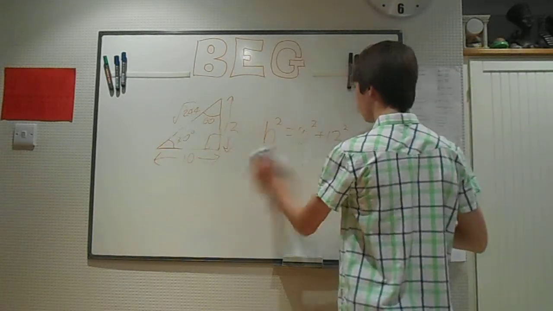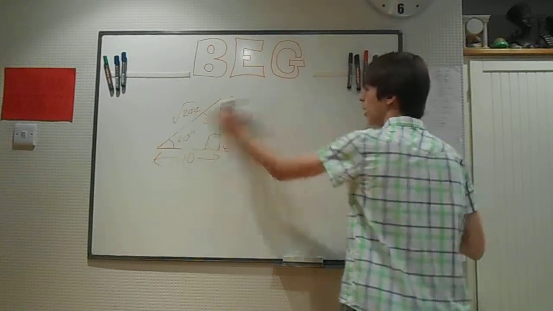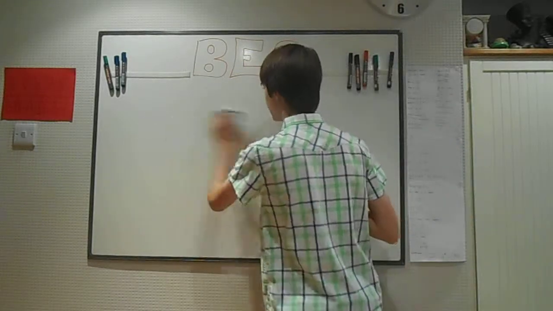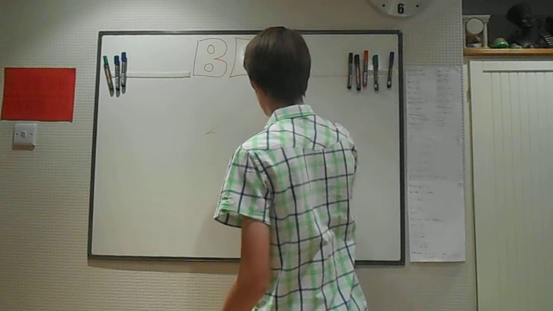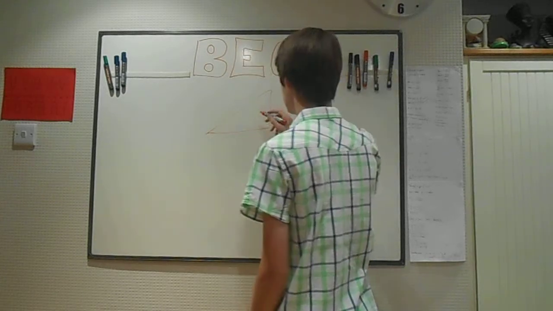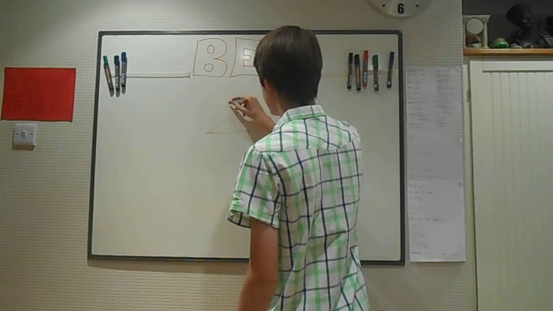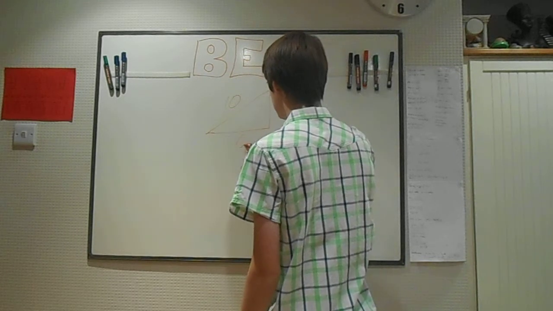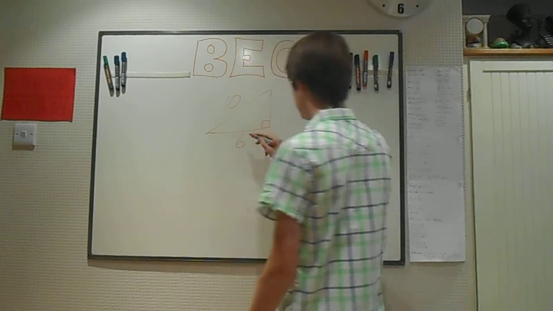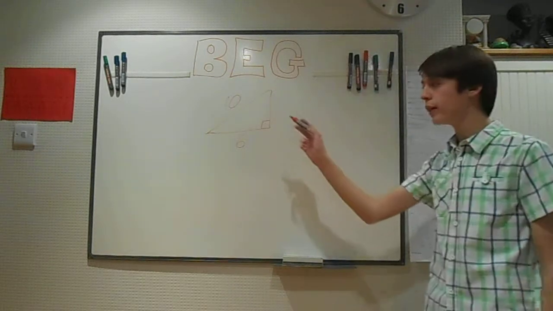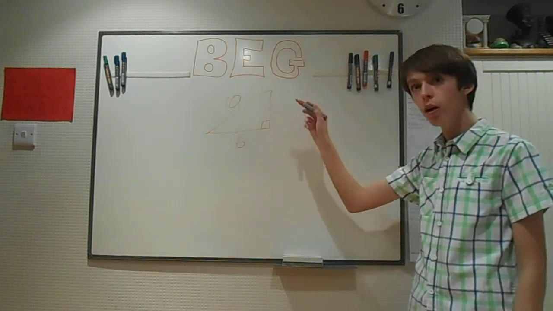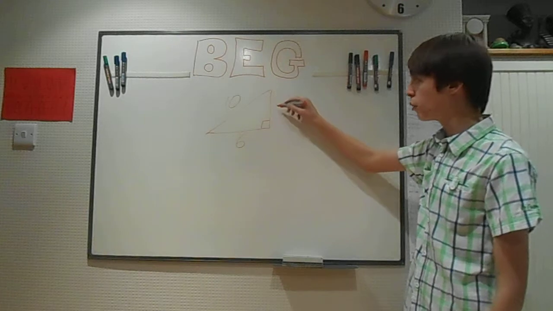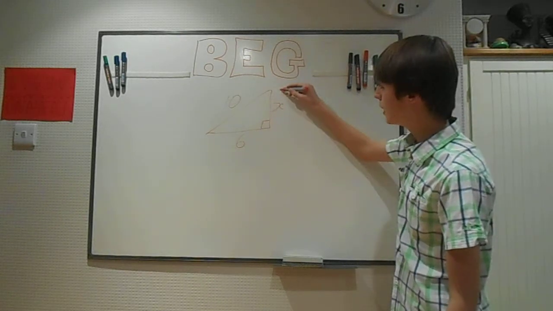So let's do one final one. Get rid of all of this, and we do another triangle, and we say that this is 10 and this is 6, and we know it's a right angle. We don't need to know the other two angles, all we need to know is that it's a right angle triangle. What we want to find out is the value of x here. What is this length?